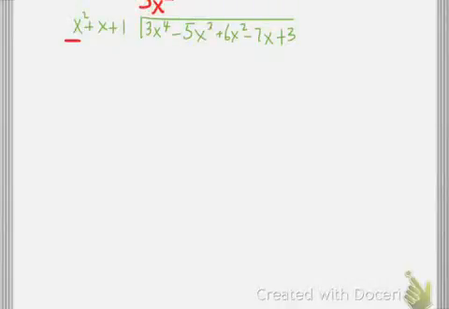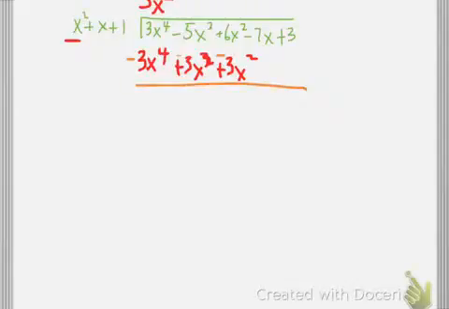And then from there you multiply 3x squared times everything on the outside. So 3x squared times x squared is 3x to the fourth. 3x squared times x is 3x cubed. And then 3x squared times 1 is 3x squared. Then from there, you must switch the signs. Then once you switch the signs, you add and see what you have left.